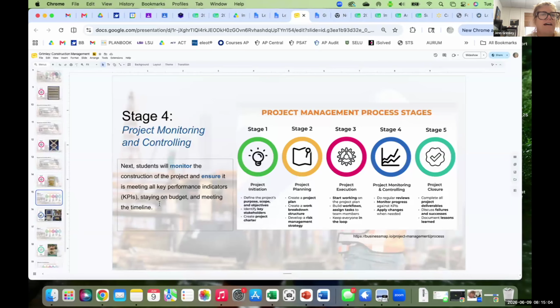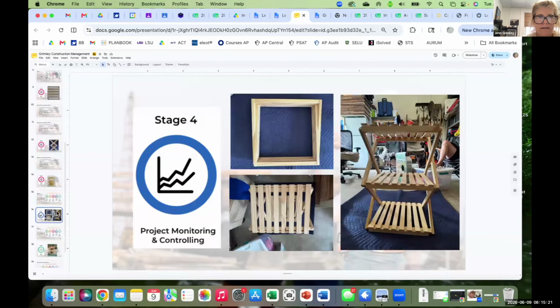After that, during that whole process, the construction manager was also monitoring and controlling the construction to ensure that all of the key performance indicators were being met. And like I said, staying on budget, meeting the timeline. There's that. You can see my husband's leg there.